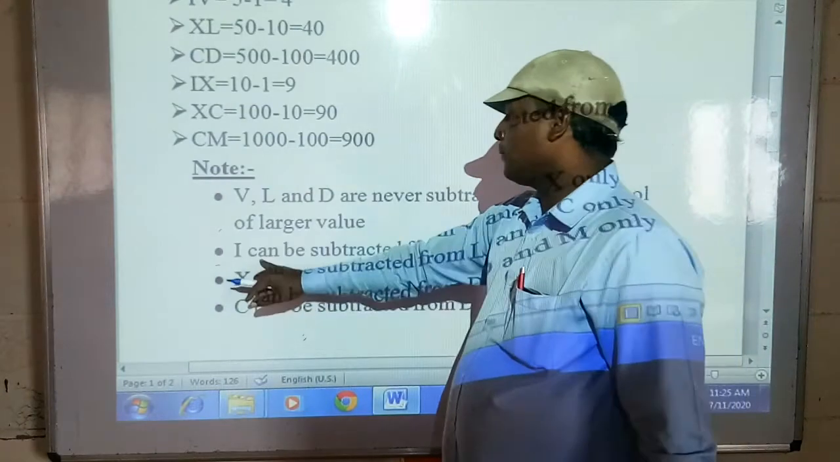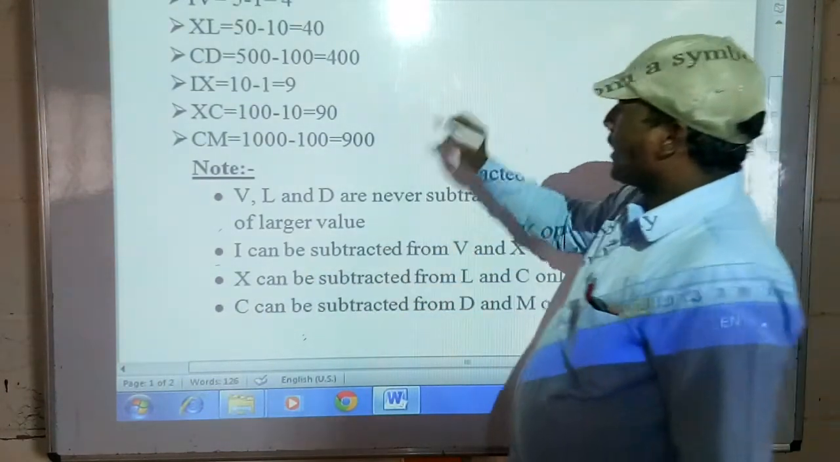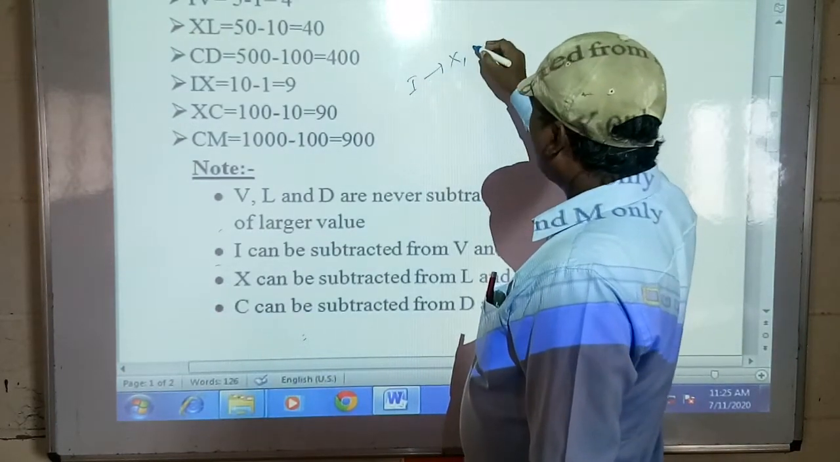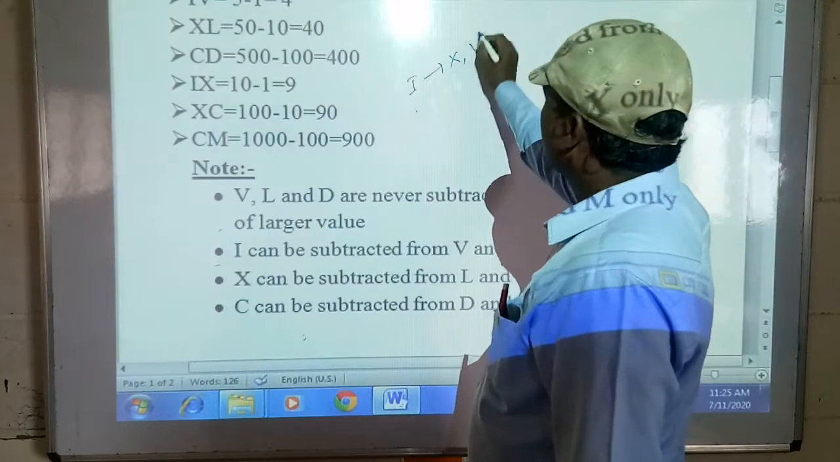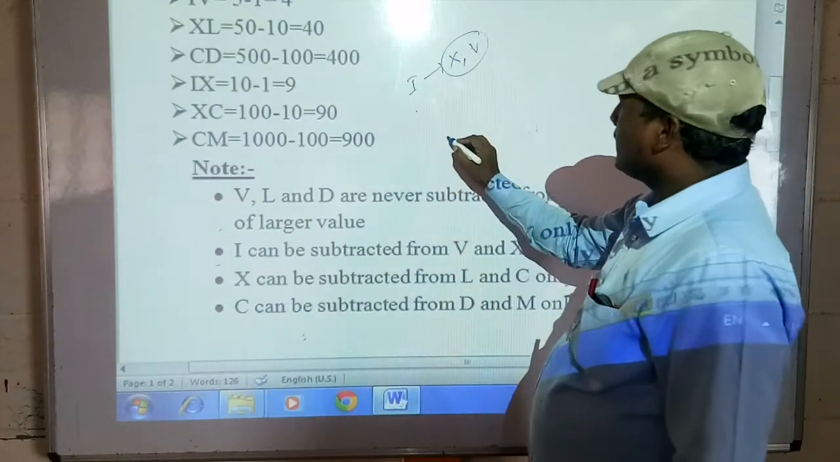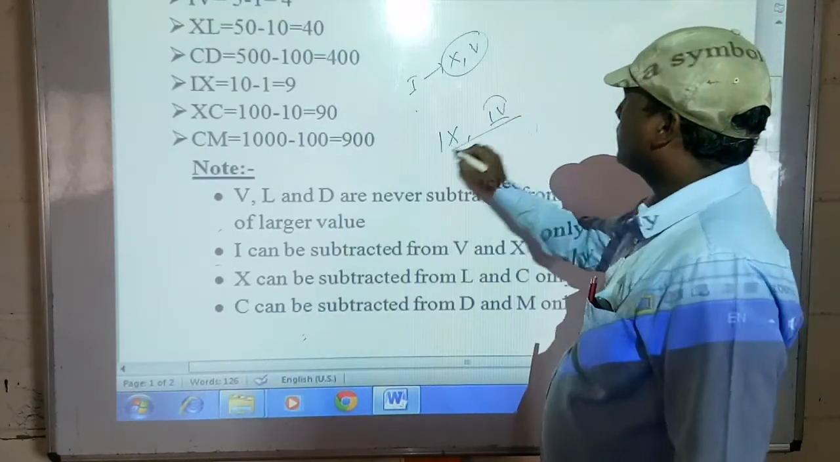Next, I can be subtracted from V and X only. Remember, I can be subtracted from where? From X and from V. That means from these two only, I can subtract. So you can write IX or IV, like this.